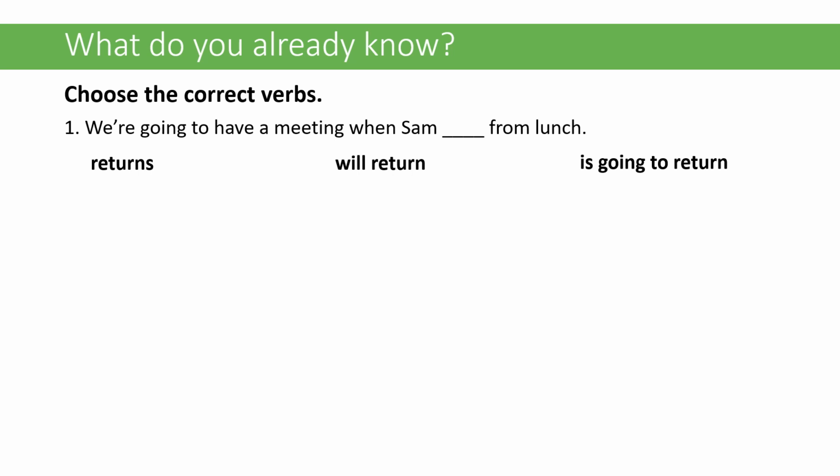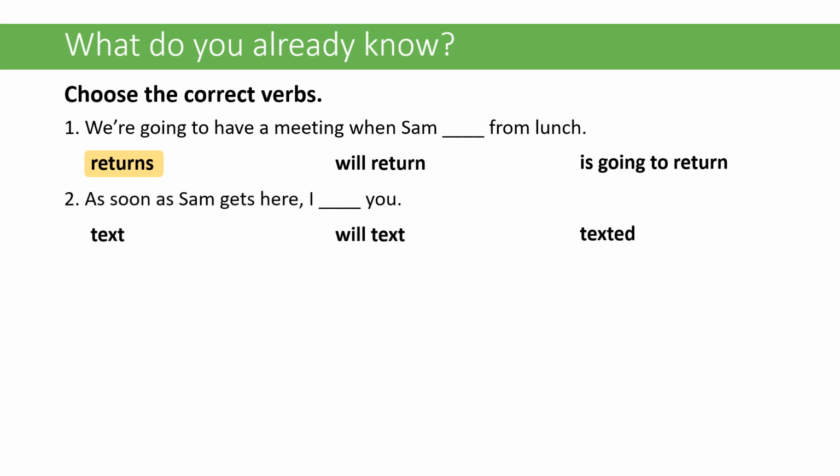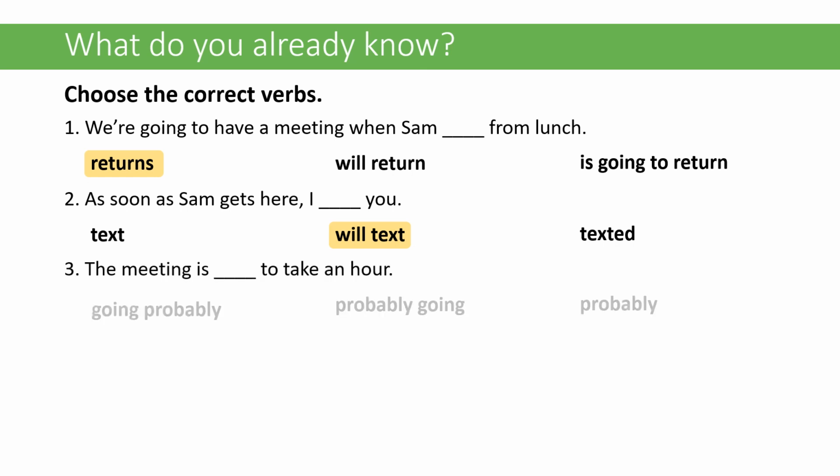So we want to choose the correct form of the verbs to fill in the space. So we're going to have a meeting when Sam returns, will return, or is going to return. And it should be returns. As soon as I get here, I text, will text, or texted. In this one, we're going to use will text. The meeting is probably going to take an hour. This one should be probably going.